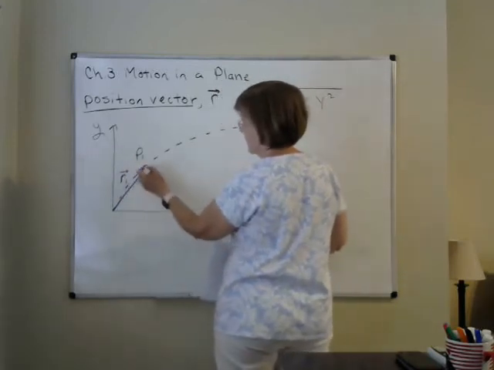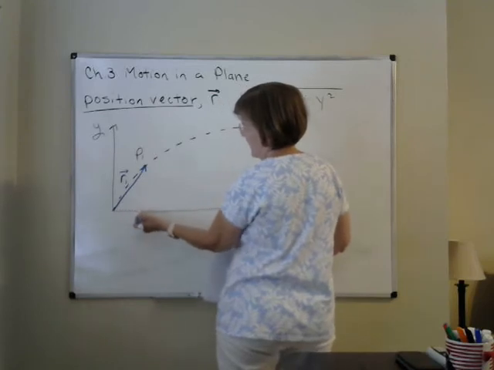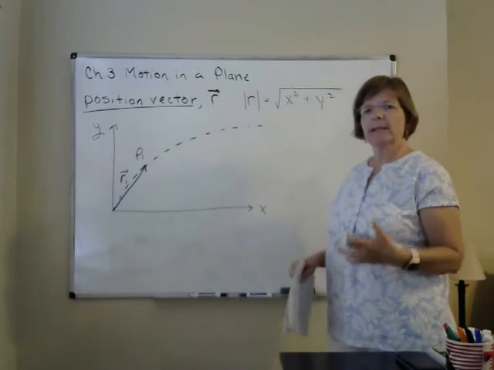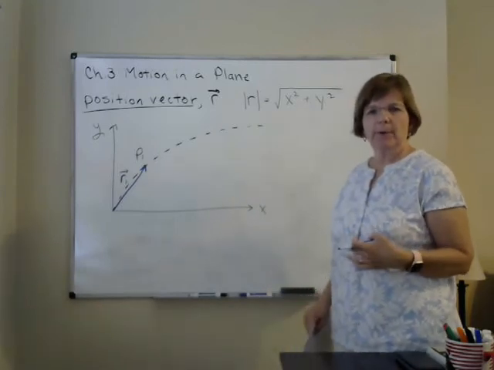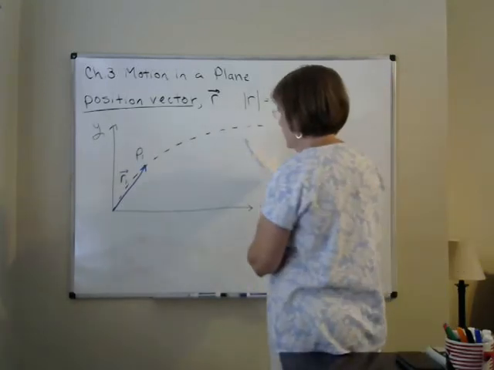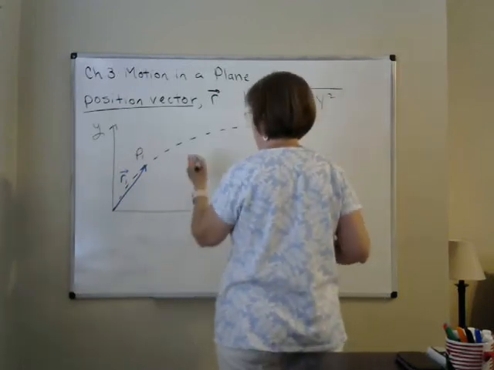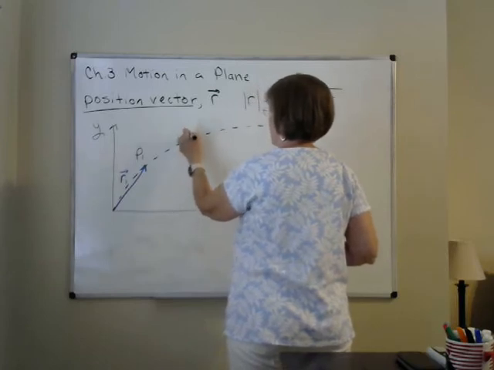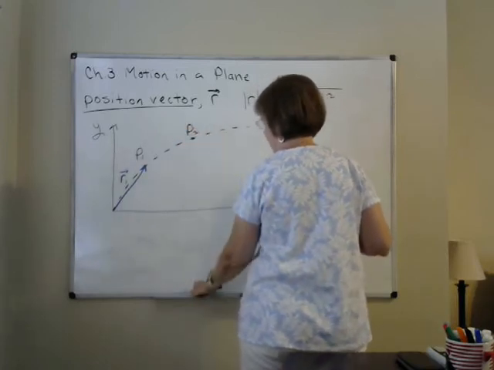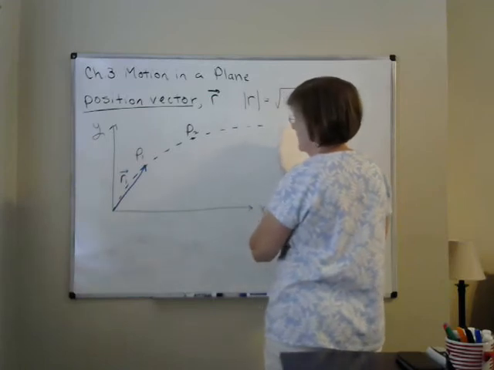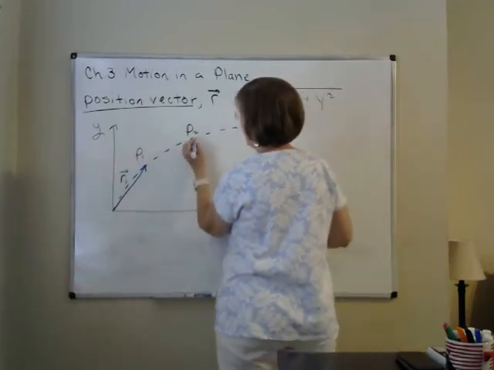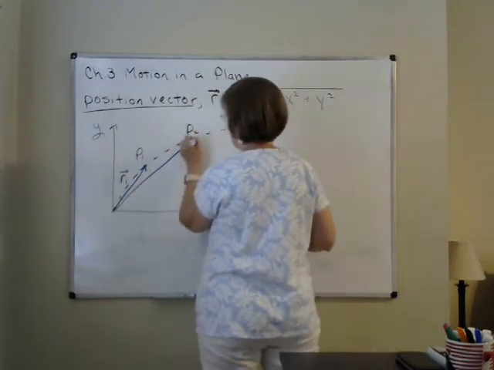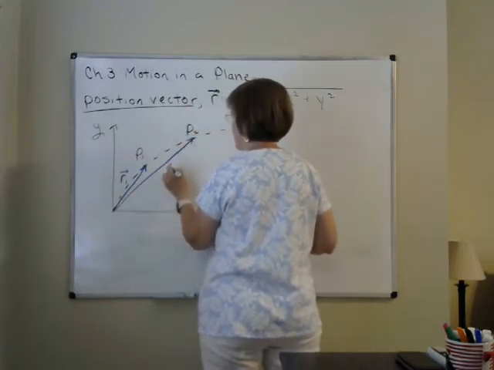You can look and notice that R1 goes a certain amount on the x and a certain amount on the y. So the x and y coordinates would be the same thing as the x component and the y component. Now, at some later time, it might be right here. Call that point 2. If I drew that position vector, it too would begin at the origin, but it would go all the way back to here. That would be R2.